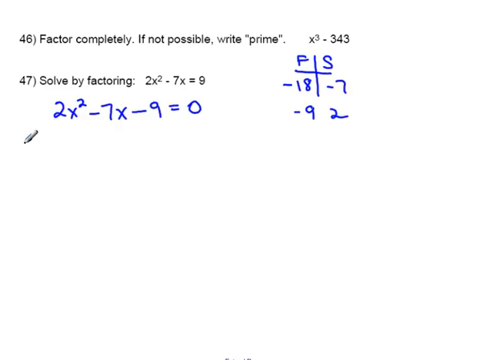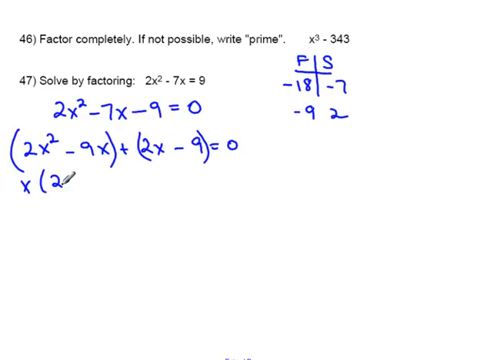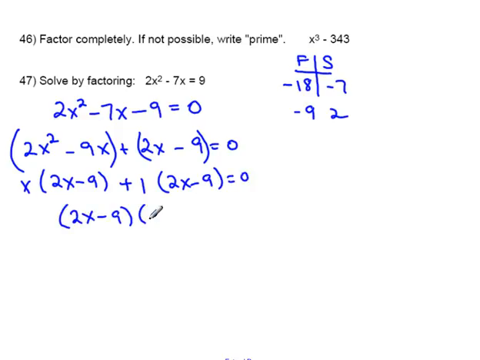So now we'll set up the factor by grouping problem. And I like to put the negative term first so that I keep the positive in the center. Group the first two, group the last two. The GCF from the first two is x. From the last two there is no GCF, so just bring out a 1. So the factoring answer is going to be 2x minus 9 times x plus 2, minus x plus 1, sorry, equals 0. So since we're solving by factoring, you can't stop here.